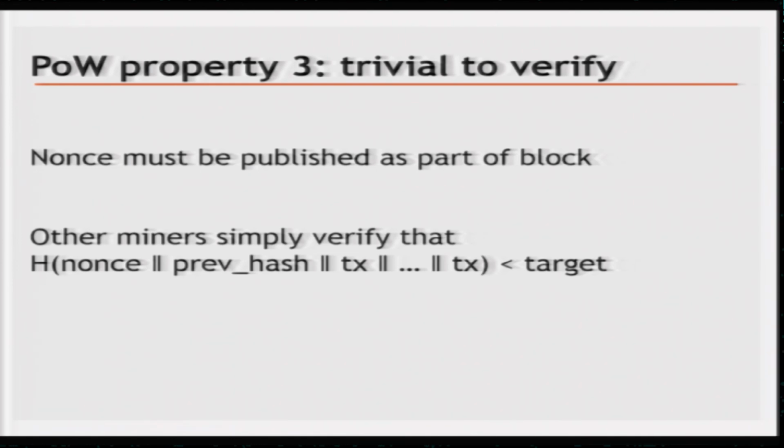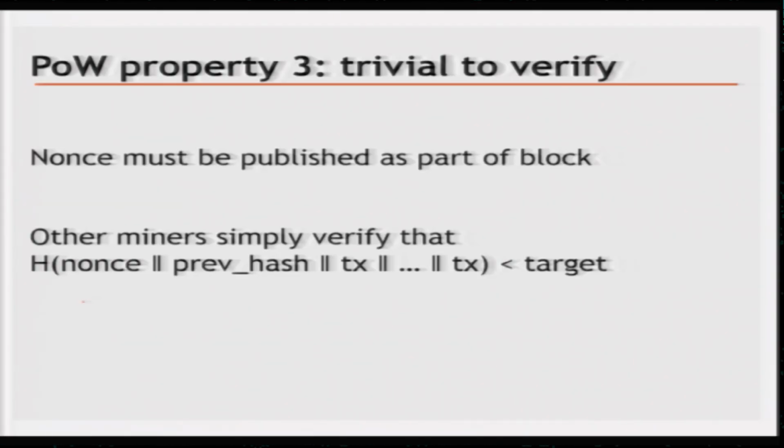For all other miners, they have to verify it, right, because before they add that block to their copy of the blockchain, they need to know that it is indeed one of the winning blocks. And it should be easy because they know the target, and all they have to do is compute one hash, that is the one, this nonce becomes part of the block, right. So, the winner has to not only broadcast its block with all the transactions and the hash of the previous block, but also has to put the nonce in the block.